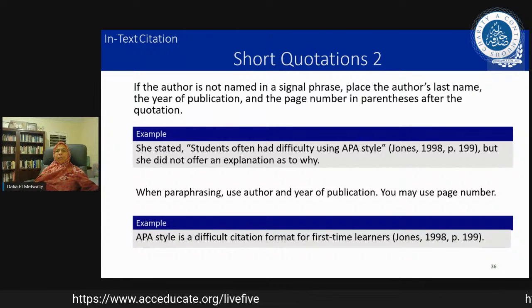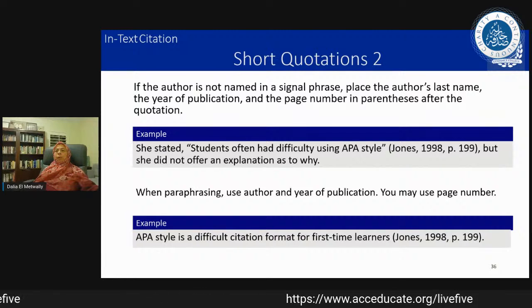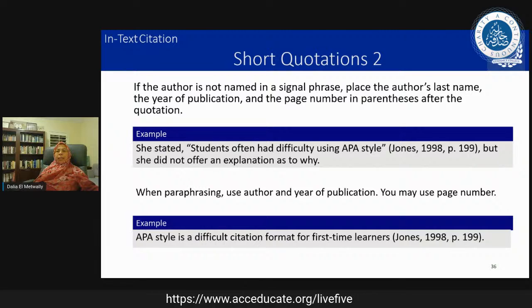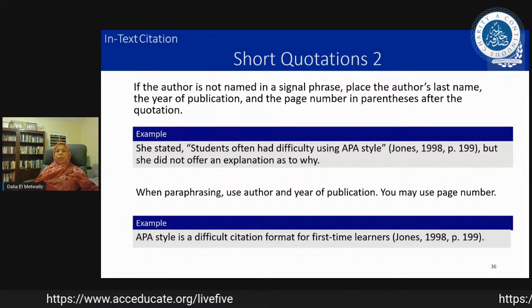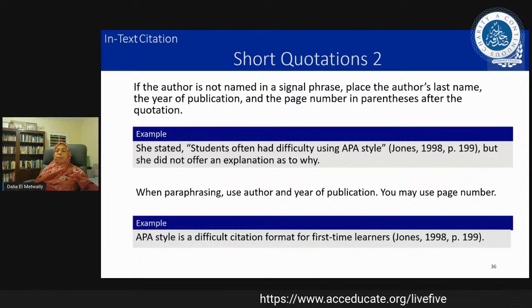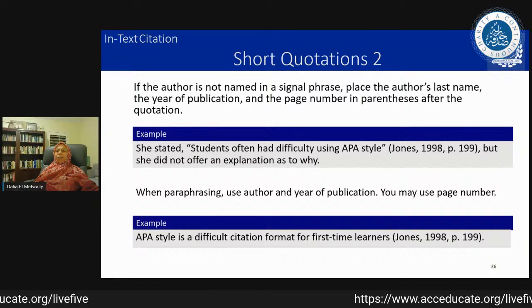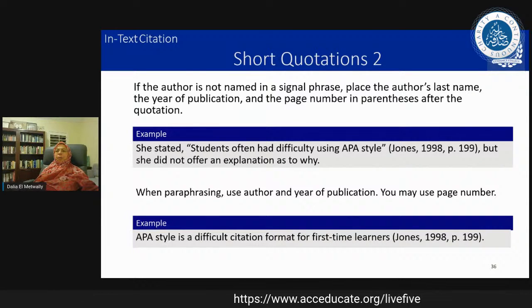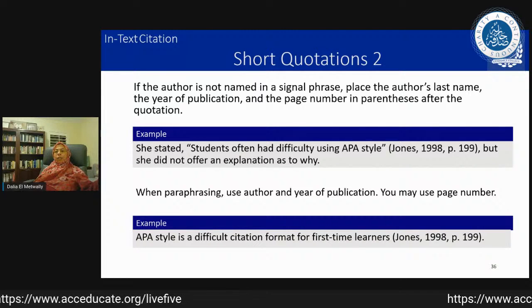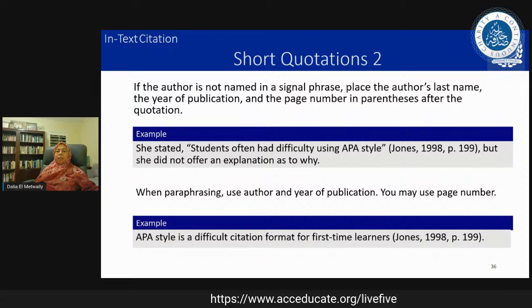So when paraphrasing, we're still going to use the author and the year of publication, and we may use the page number, because we are given in paraphrasing the option. Now, I usually tell students, instead of trying to figure out, am I using the page number here or not? Since you have an option, always use page numbers. But remember, you only need the page numbers in direct quotations with quotation marks. If you're paraphrasing, you don't need it, but if you put it, it's not a problem.